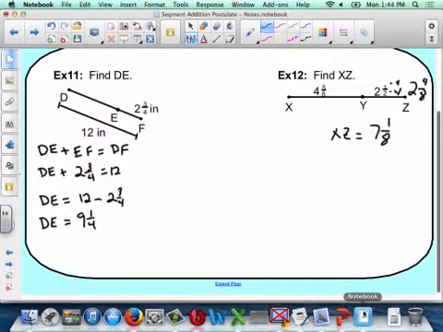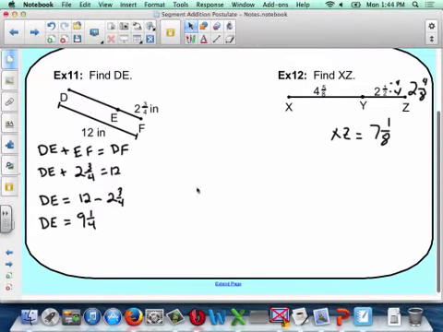Okay, so let's take a look at this work that our fellow students did here. We look at number 11. We have DE plus EF equals DF, which is good. All I've got to do is substitute the 2 3/4 for EF, and then all I've got to do is subtract it.